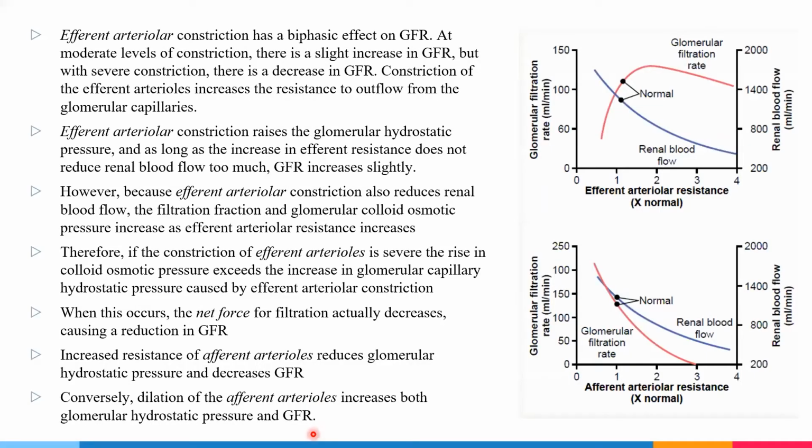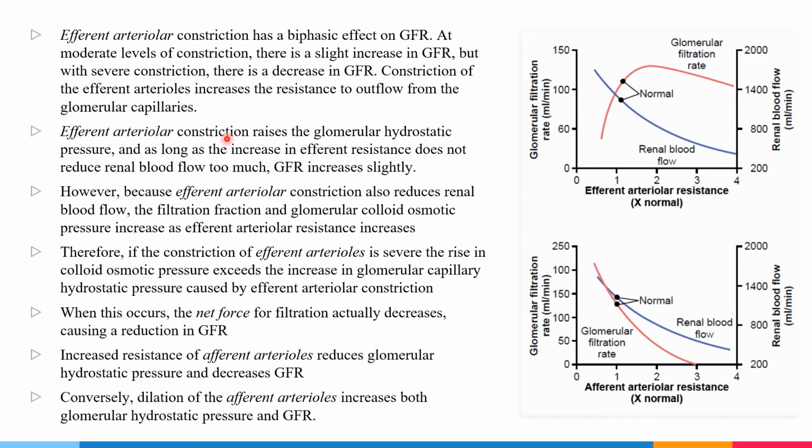Now let us look into how these affect the glomerular hydrostatic pressure and in turn the GFR. The efferent arteriolar constriction has a biphasic effect on GFR. At moderate levels of constriction, there is a slight increase in GFR. But with severe constriction, there is a decrease in GFR. So biphasic, like two types of effects that can be shown. Constriction of efferent arterioles increases the resistance to outflow from the glomerular capillaries.